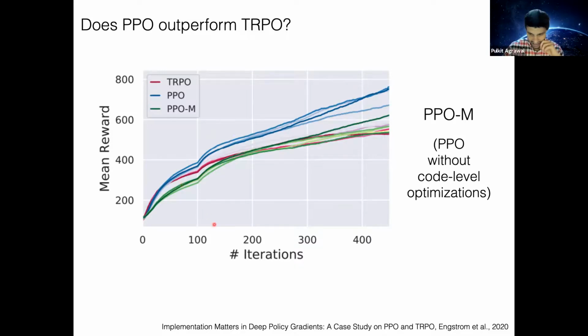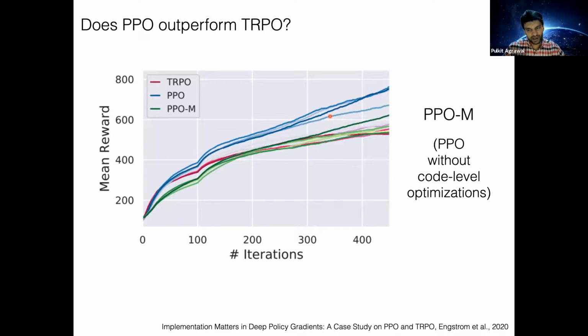So just last year, this paper came out of Alexander Madry's lab here at MIT. What they were comparing is TRPO versus PPO, which is red and blue, which is what you would expect, right? Because the red line is performing worse than the blue line. This is what the PPO paper claimed. But there were many things that the PPO paper also did more.